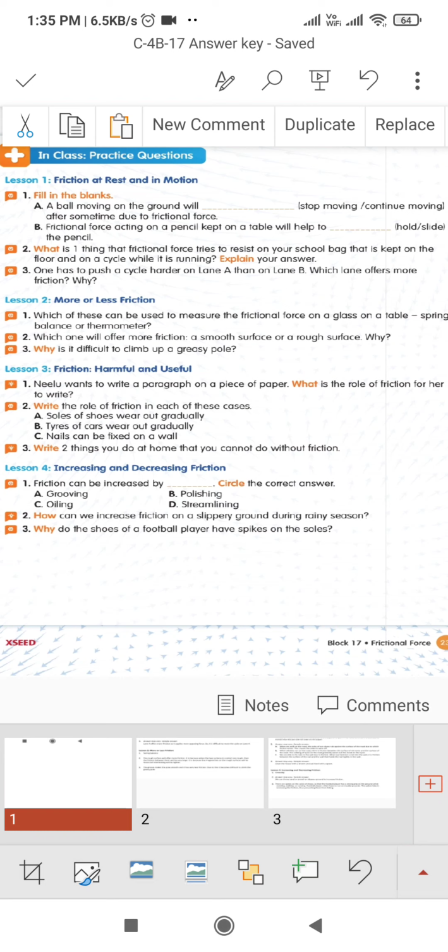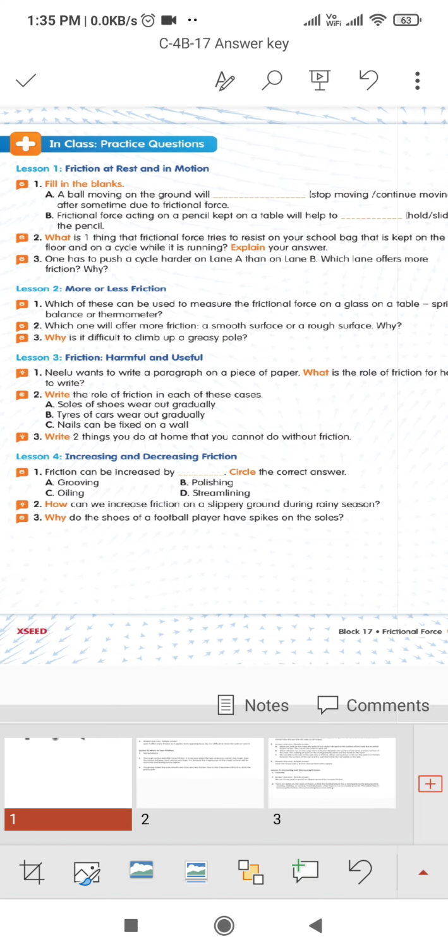Question number 3 is, why is it difficult to climb up a greasy pole? We already know that lubricants help to smoothen the surface. A smoother surface means there is less friction. If there is less friction, it would be more difficult to climb a greasy pole.